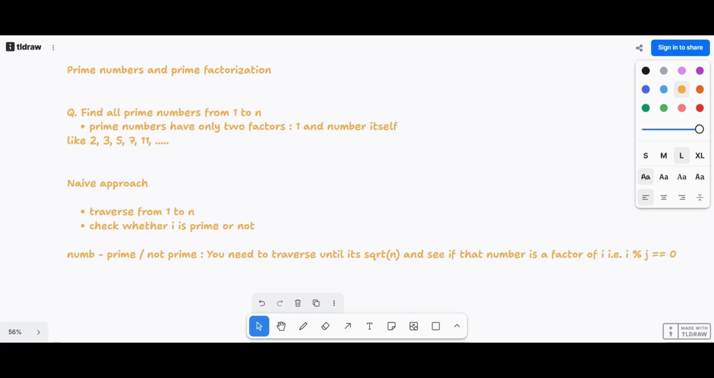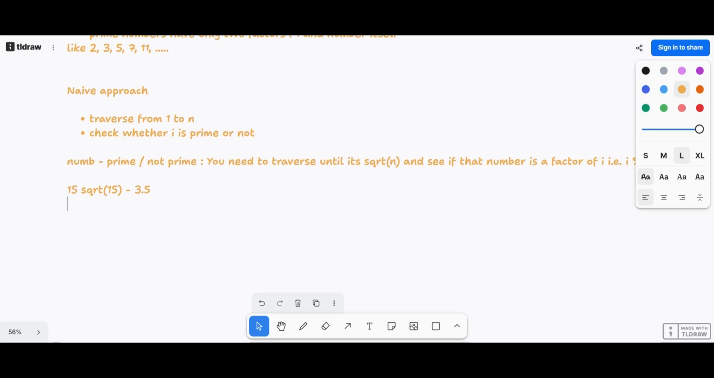So let's say you have 15. For 15, what will the square root of 15 give you? The square root of 9 is 3 and of 16 is 4, so the square root of 15 will be 3 point something. Consider it as 3.5, I'm not sure what it is exactly. Then you need to traverse from 1 to 3 and check whether 15 is divisible by them. Actually, you start from 2.